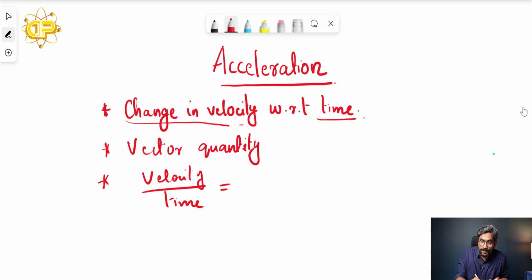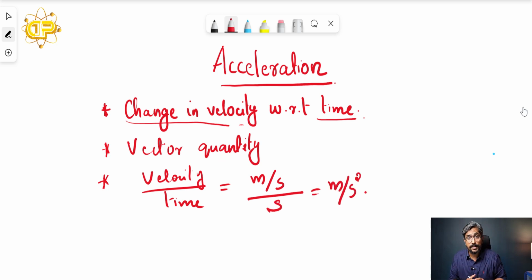What is the SI unit of velocity? It is meter per second, divided by time, second. So it will be meter per second square. So this is all about acceleration.